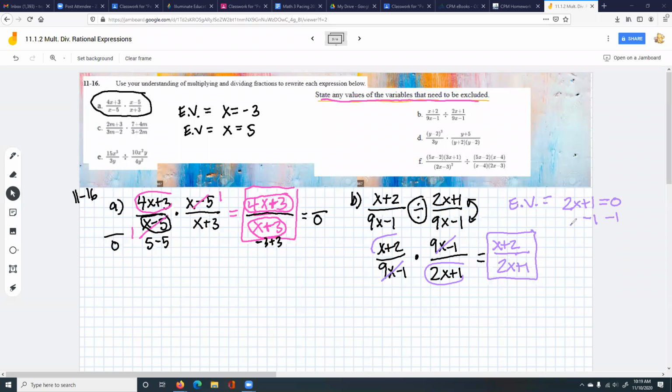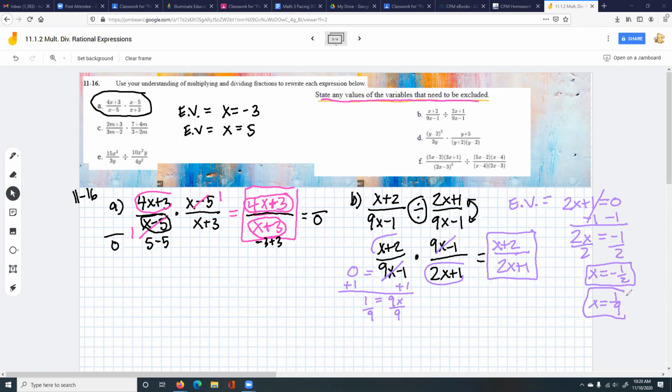And then you solve that. Well, I'm just going to minus 1 from both sides here. You get 2x equals -1. I'm going to divide by 2. So my excluded value is -1/2. Let's see if there's any other excluded value we need to include. We could include this one right here. Because if that's 0, then that's bad too. So I also want to set the 9x minus 1 equal to 0. Okay, I'm going to add 1 to both sides here. And I'm going to get 9x equals 1, divide by 9, x equals 1/9. So the other excluded value is x equals 1/9.